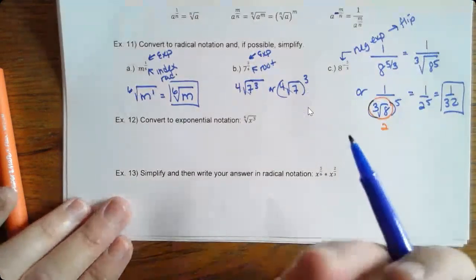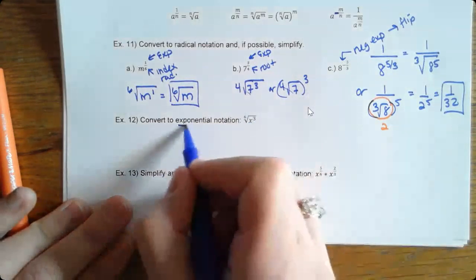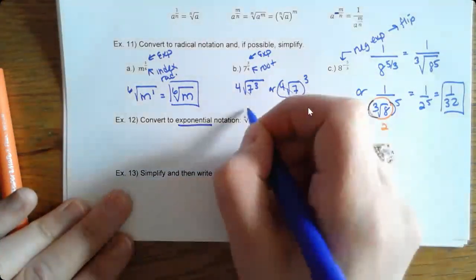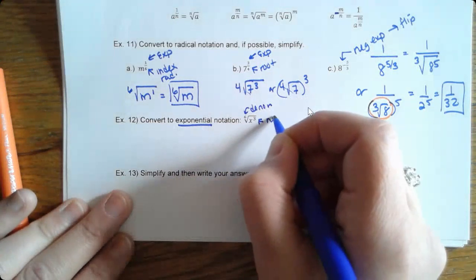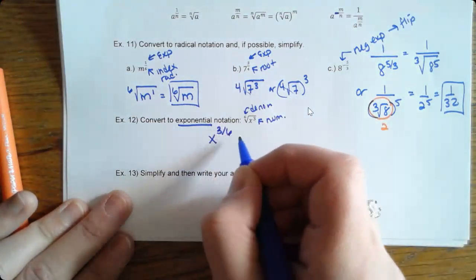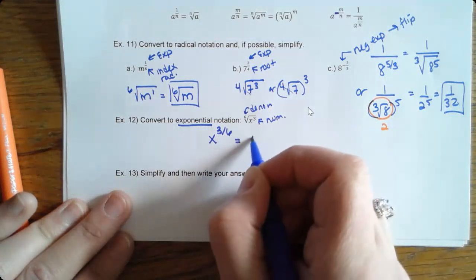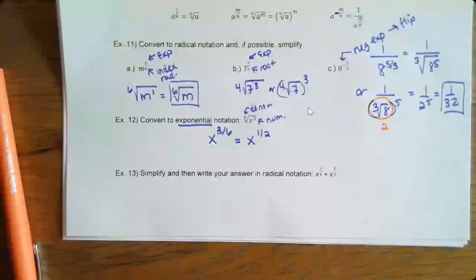We can go back and forth. So here you're starting in a root and you want to be back to the exponential form instead. So remember, the root part is your denominator and then the exponent part is your numerator. So this is x to the 3 over 6. And you can go ahead and simplify that fraction. That's 1/2.